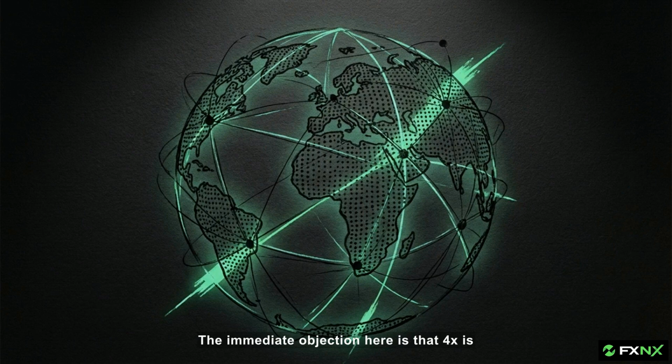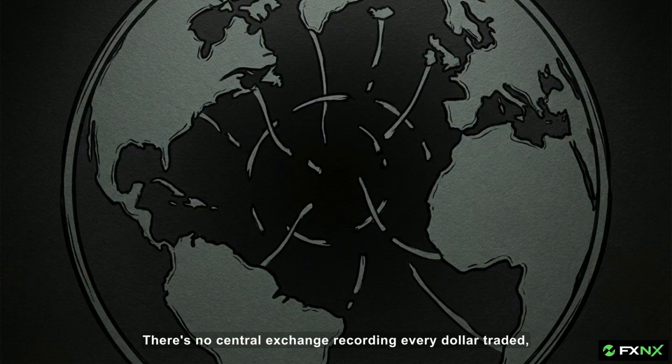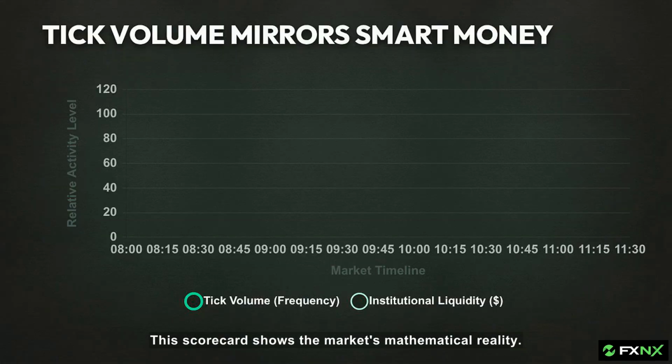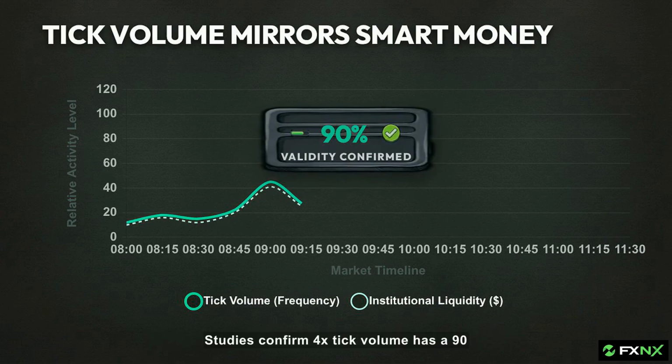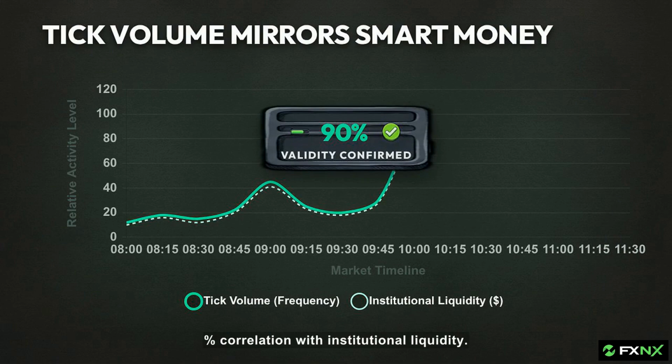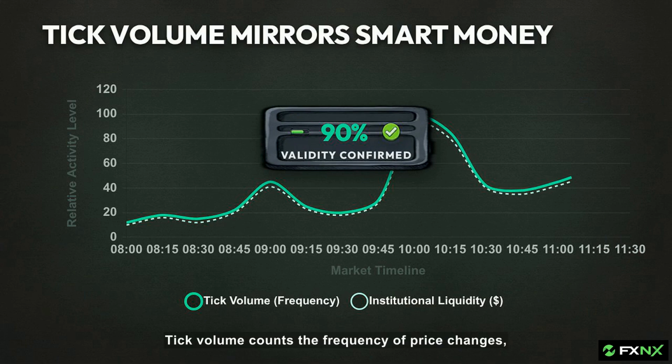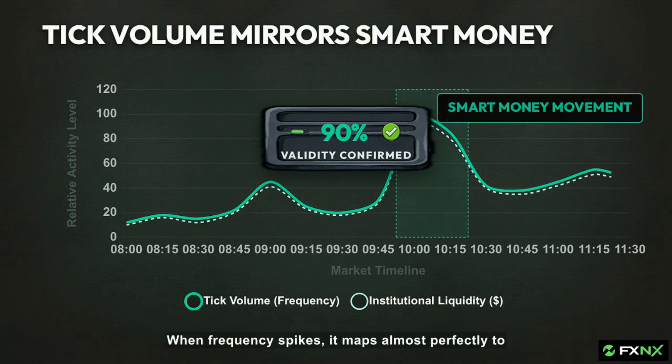The immediate objection here is that Forex is decentralized. There's no central exchange recording every dollar traded, making scalpers assume volume data is useless. This scorecard shows the market's mathematical reality. Studies confirm Forex tick volume has a 90% correlation with institutional liquidity. Tick volume counts the frequency of price changes, not total dollars. When frequency spikes, it maps almost perfectly to heavy smart money movement.